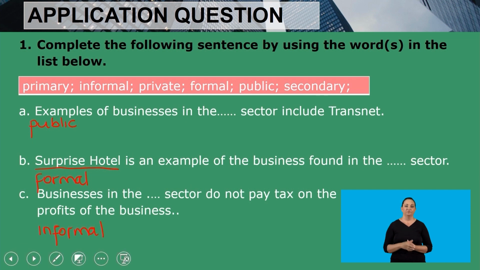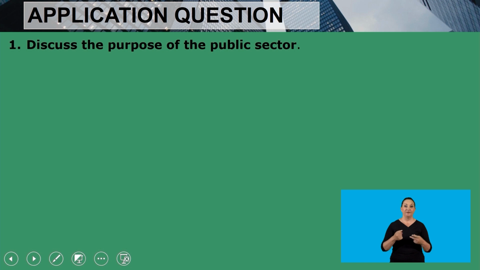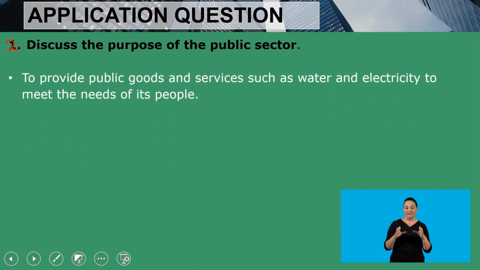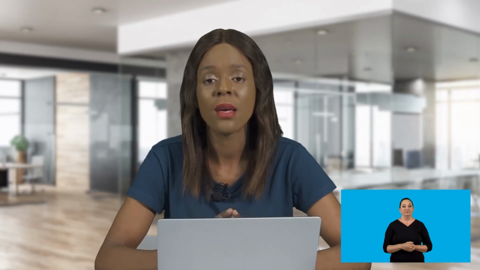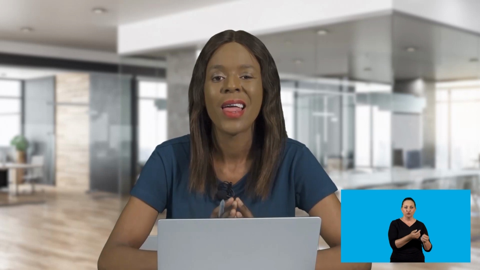Right, let us move on to our second application question. So there's a mistake there. It has to be number 2. Discuss the purpose of the public sector. To provide public goods and services such as water and electricity to meet the needs of its people. So basically, the aim or the purpose of the public sector is to ensure that they provide the public with the goods and services that meet the needs of its people.